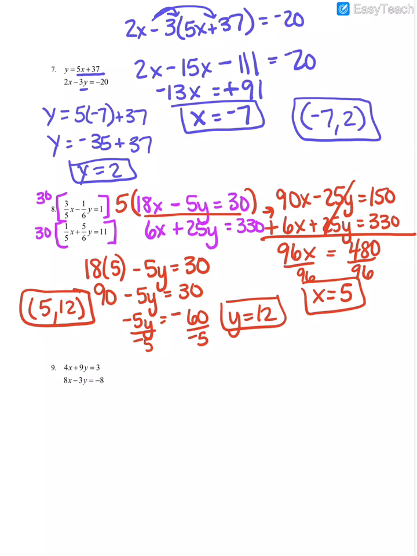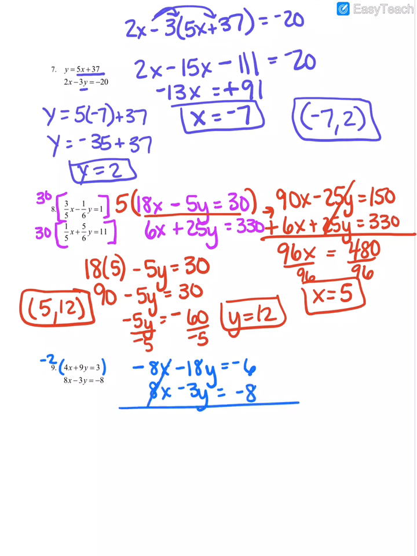All right. Number 9. I'm going to do some elimination, and I think I'm just going to multiply the top guy by negative 2. You can eliminate the y's if you want, but I'm just going to multiply the top guy by negative 2. So negative 8x minus 18y is equal to a negative 6, and 8x minus 3y is equal to negative 8.